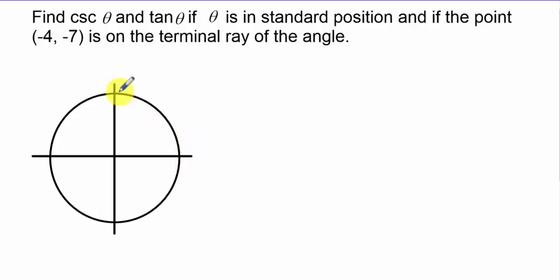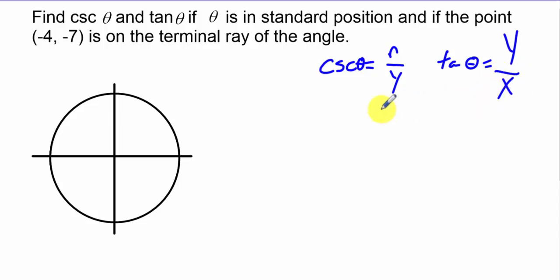We've done problems similar to this, but not quite the same in actuality. Okay, they say we want to find the cosecant and the tangent. So the cosecant is just the r over the y value, and the tangent is just the y over the x value. Given that theta is in the standard position, so that means we start here, and it has a point on the terminal ray of (-4, -7), somewhere down in this quadrant.